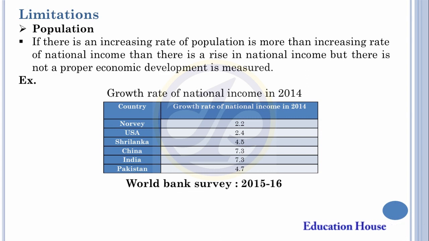Let us look at an example. According to this data, mark that India and China's national income growth rate is 7.3%, but in comparison, USA and Norway are 2.4 and 2.2 respectively. You can see that the growth rate of national income of India and China is higher, but still Norway and USA are more developed because of heavy population. If population increases greatly, then the benefits of national income cannot be obtained by everyone.